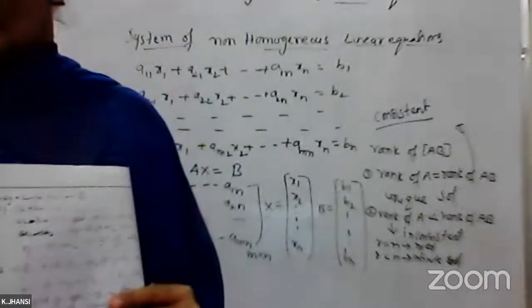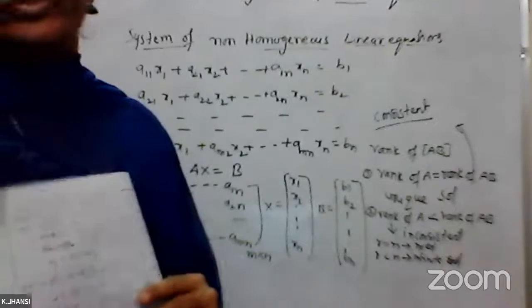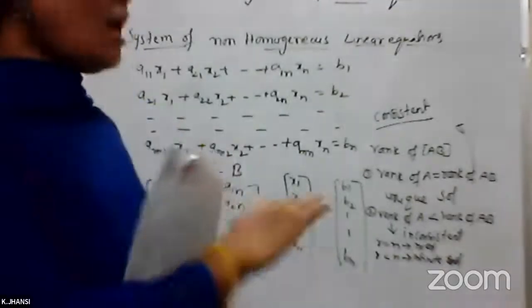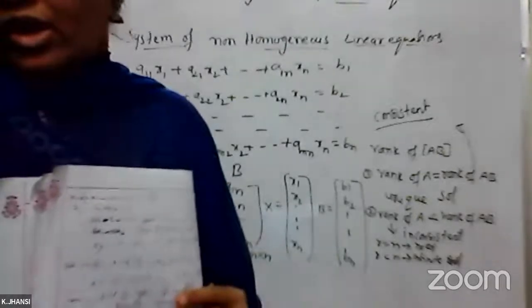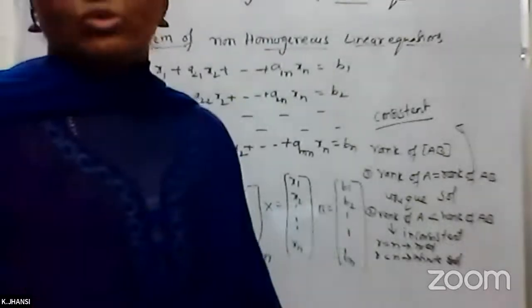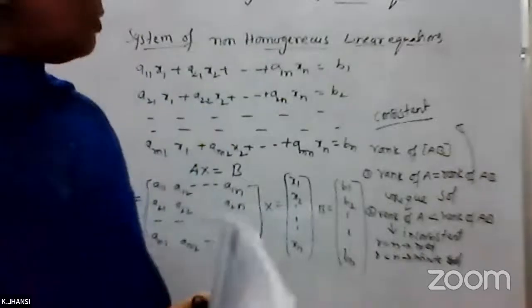Similarly, in continuation of case 2, when r and n are both the same, you get one unique solution. If r is less than n, you get an infinite number of solutions. Okay, we'll see one example problem on this.